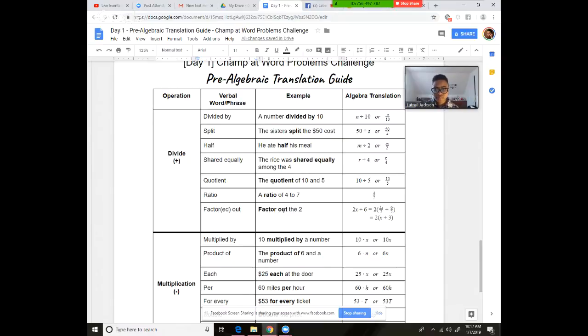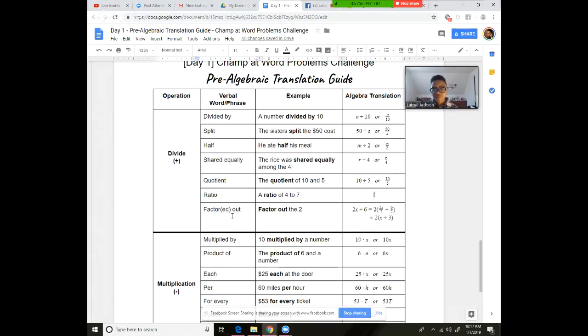Ratio. Ratio isn't really one that we use and identify as division so easily, just like less. A ratio of 4 to 7, and that's just a fraction, 4 to 7. You may see it 4:7 sometimes, but it is a fraction.